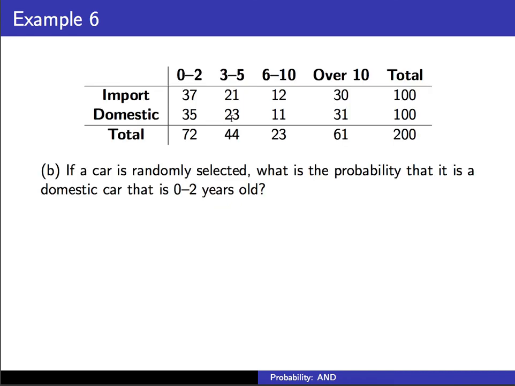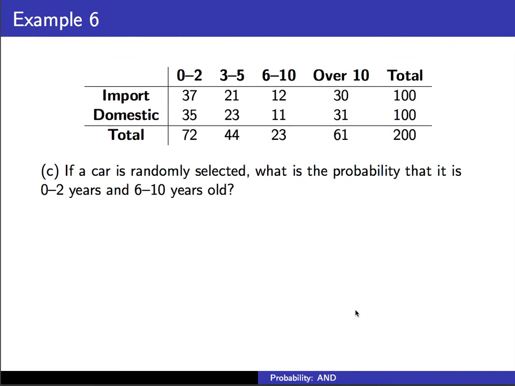All right, part B, another car is just randomly selected. So out of the 200 cars we have available, what are the chances it is a domestic car that is between 0 to 2 years old? So out of the 200 cars, domestic and 0 to 2, that intersection of this row and this column, there's 35 of those cars. So 35 out of 200 reduces to 7 out of 40. So whatever percentage that happens to be. About 17.5%.